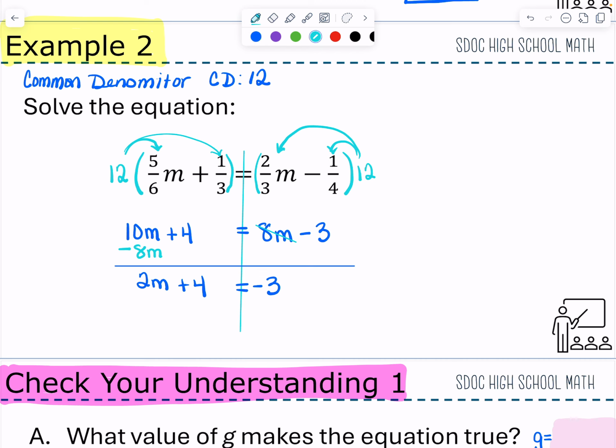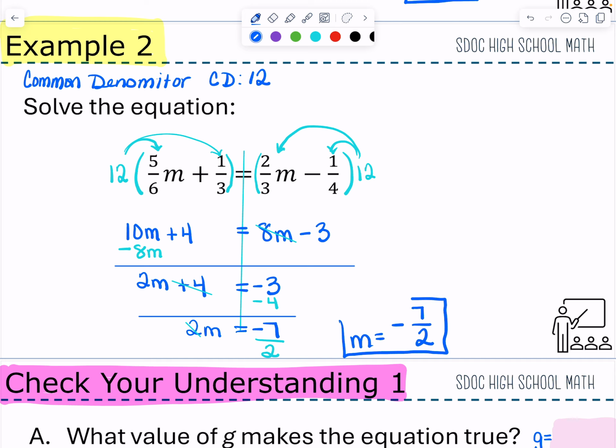Now to get m by itself, I'm going to get rid of the positive 4 on the left side, so I subtract it on the right side as well. So then I've got 2m equals negative 7. Now 2 times m, the inverse of multiplying by 2, is dividing by 2. So our answer is m equals negative 7/2.